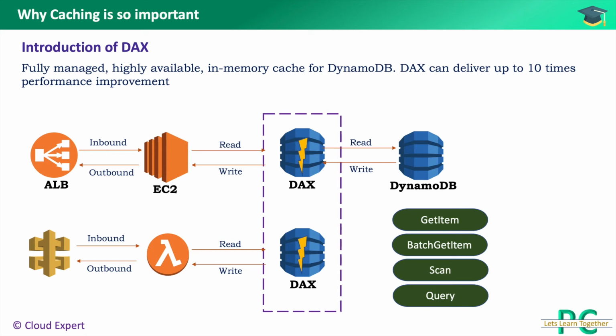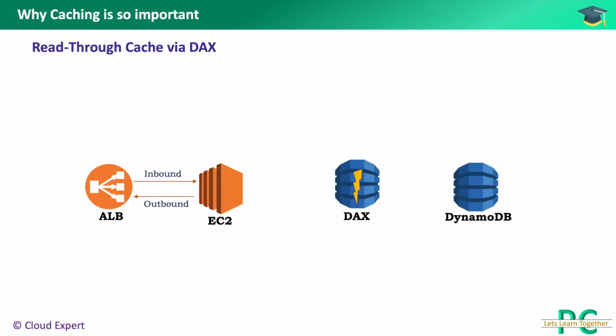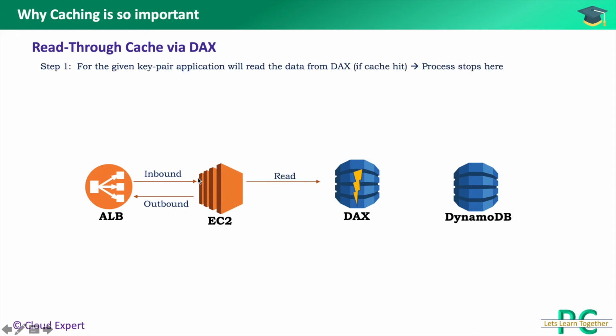Now let's see the different caching mechanisms that DAX supports. The first technique is read through cache. In read through cache, on the inbound request, the application will send the read request to DAX. So for the given key value pair, the application will read the data from DAX. If there is a cache hit, that means the data is available in the DynamoDB Accelerator cluster or DAX cluster, DAX will return the data to the EC2 instance, and it will not do any DynamoDB query.